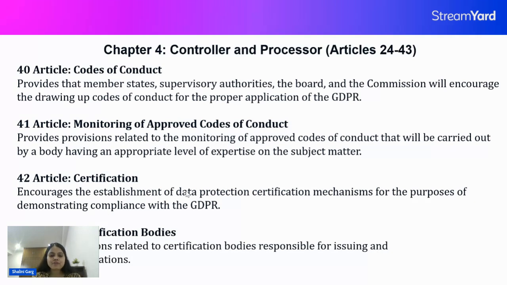For example, I have formed my company and I want my code of conduct to be such way, ABC. But I have to get it approved from the supervisory authority. Only then it will be valid. And article number 41 talks about monitoring of the approved code of conduct. So always it is approved code of conduct. It shall not be said as code of conduct, because code of conduct is always approved by the supervisory authority to be valid. Otherwise it is invalid.